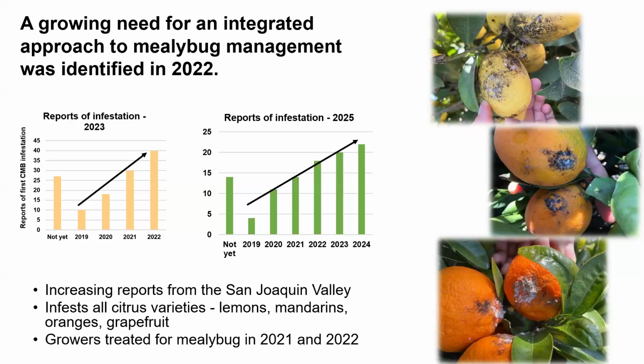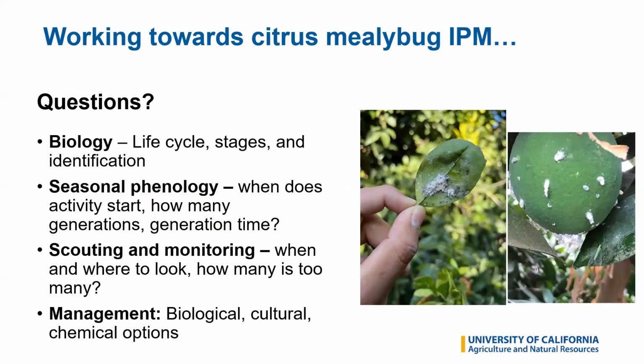We didn't know a lot of things about citrus mealybug. So in 2022, we went to Citrus Research Board, and Citrus Research Board funded a project to study its biology, its seasonal phenology, and figure out near-term management strategies for citrus mealybug. We first started with some basic questions. What does citrus mealybug look like? How much do we really know about this bug, and what is needed for research?